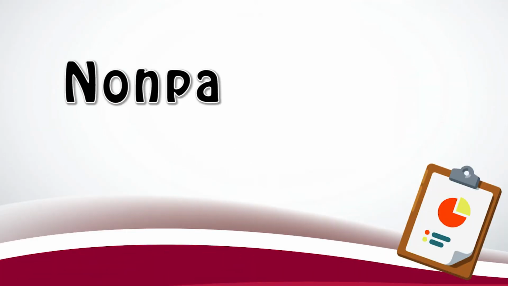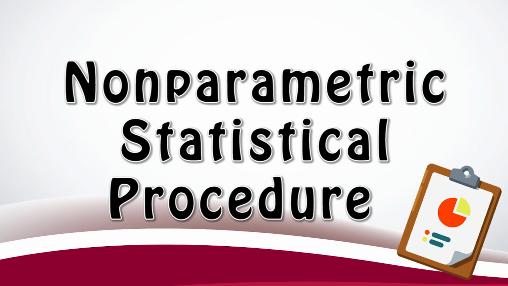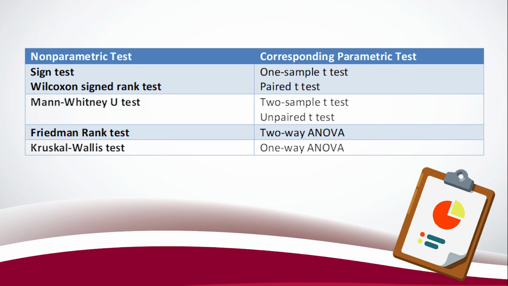In situations where parametric tests cannot be used, the following nonparametric procedures can be used instead. In situations where one-sample t-test and paired t-test cannot be used, we can use sign test or Wilcoxon signed rank test. For situations where unpaired t-test or two-sample t-test cannot be used, we can use the nonparametric counterpart Mann-Whitney U test. For two-way ANOVA, we can use Friedman rank test, and instead of one-way ANOVA, we can use Kruskal-Wallis test.